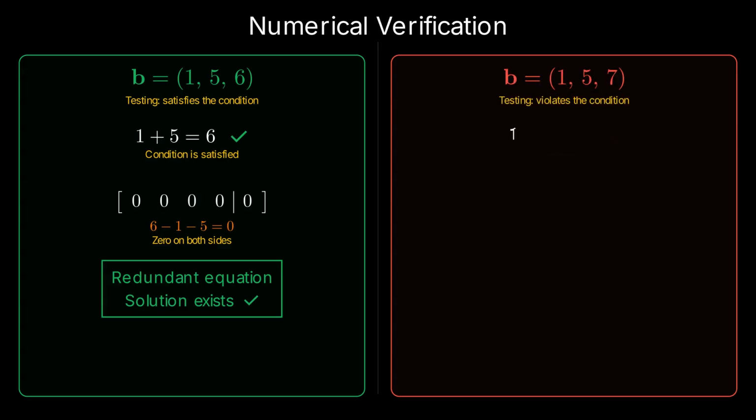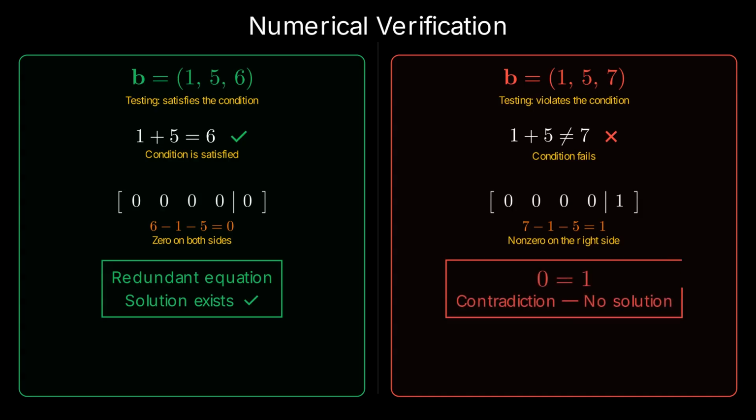Now try B equals (1, 5, 7). Here 1 plus 5 is 6, not 7. The condition fails. The last row gives 0, 0, 0, 0 on the left, and 7 minus 1 minus 5, which is 1, on the right. That says 0 equals 1, right? A contradiction. Therefore, no solution exists.